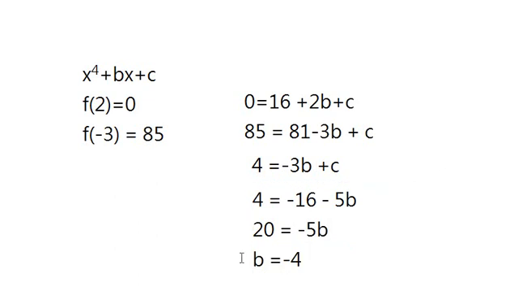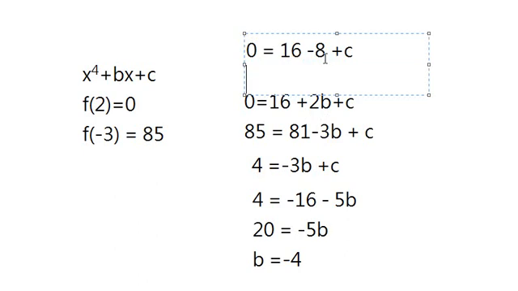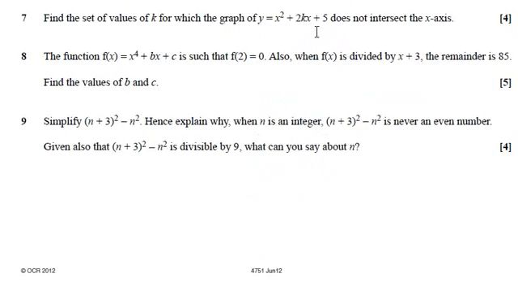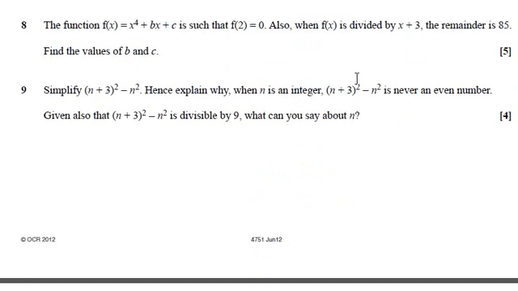After we've found this, we can use this number to get the answer for c by substituting b by negative 4, and get that 2b is negative 8. So 0 is 16 minus 8 plus c, and you can see that 16 minus 8 is 8 plus c, and if you subtract both sides by 8, you get c. So c is negative 8 in this case. So now we've got b and we've got c, which answers the question, find the value of b and c. So we've got 5 marks, just like that.